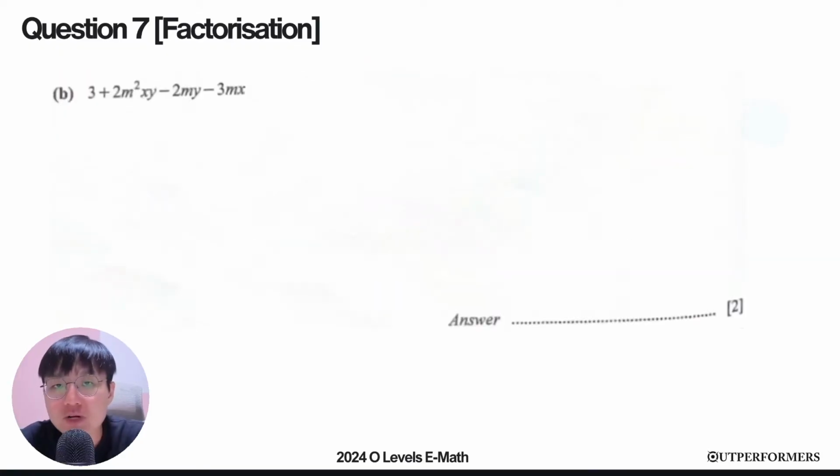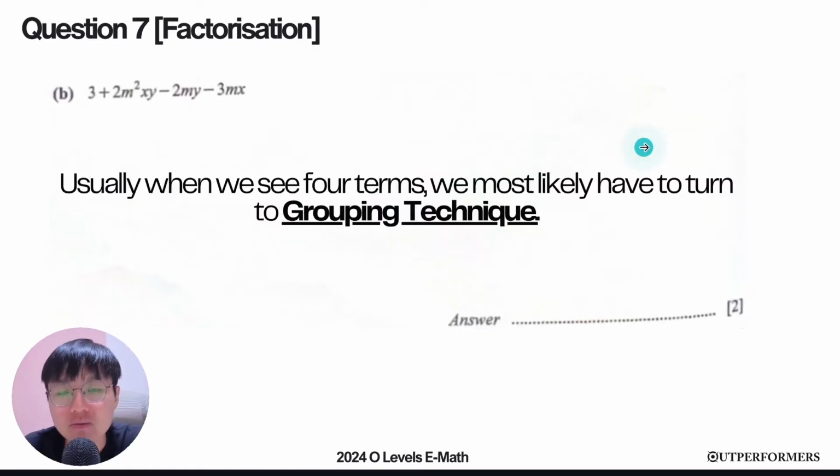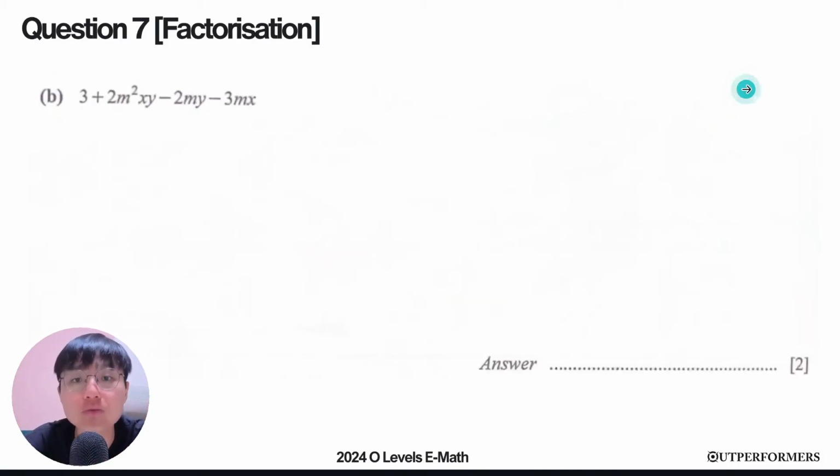Part B requires a bit more effort because we see 4 terms right now, right? And for 4 terms, most of the time we will likely turn to the grouping technique. Students, take note, for this kind of 4 terms, you either do it in a pair situation, 2 by 2, sometimes even in a 3-1 situation. So we will usually turn to the grouping technique. How do we do it? Let's look at it together.